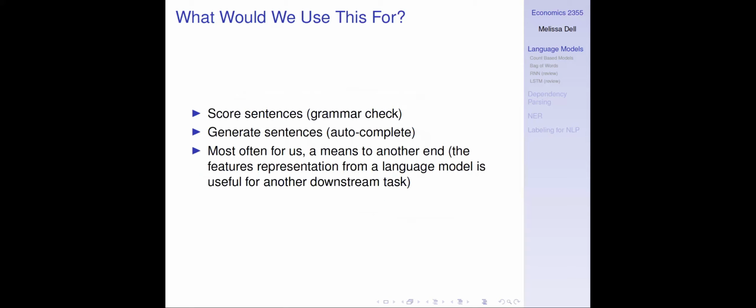So why would we use this? If you wanted to use a language model directly, you'd use it for things like scoring sentences. You're using Google Docs or Grammarly, and it tells you there's a grammar error; one way to think about a grammar check is, is this sentence probable? Autocomplete is another obvious use. For us, as economists, it's usually a means to some other end, although there might be reasons with your OCR why you need to spell check or grammar check it, and language models are a powerful basis for that.